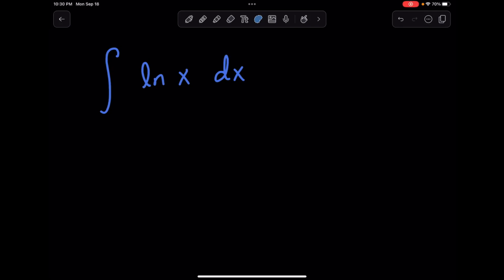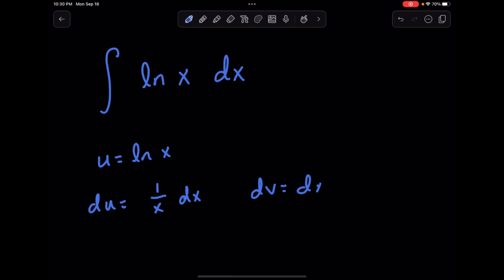In this video, I'll be covering how to integrate log functions when they're on their own. For example, when you have the integral of ln x, the trick to integrating this is actually by using integration by parts. So you're going to want to start by setting your u equal to ln of x, and du will become 1 over x. Then you'll set dv equal to dx, and v will be x.